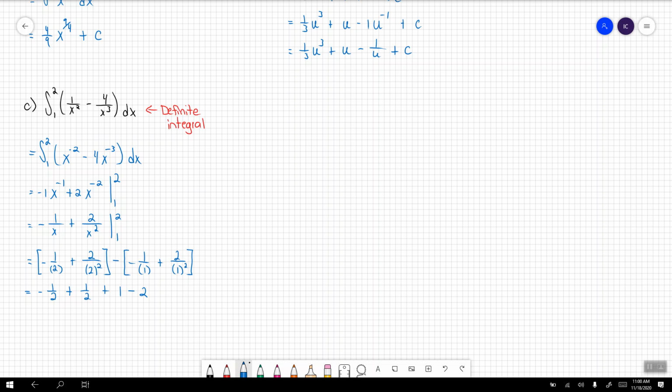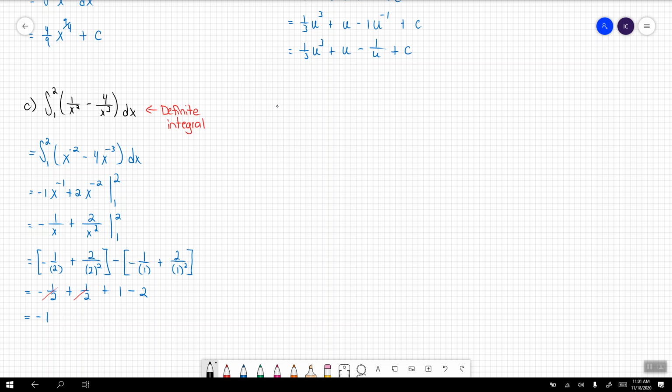1/2 and negative 1/2, they're going to cancel each other out, so they go away. And we're just left with 1 minus 2, which gives us negative 1. That's the final answer. And so again, we must always go through the process of trying to identify what is the integral that we're given. Is it an indefinite integral or is it a definite integral? And then we go through the evaluation techniques that we've learned so far.